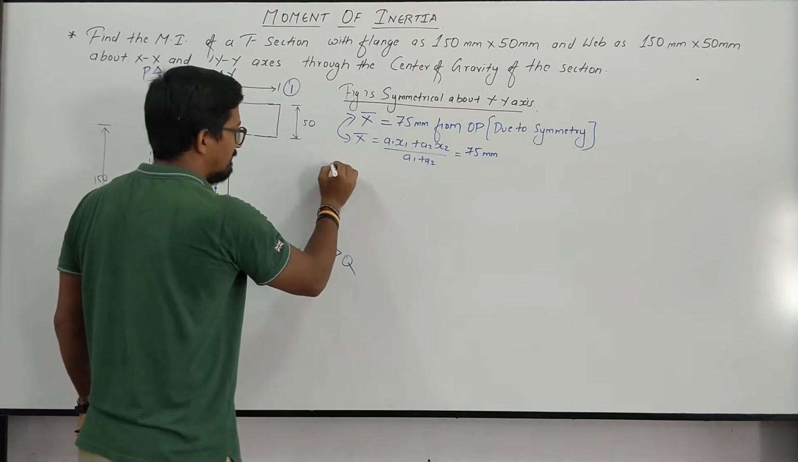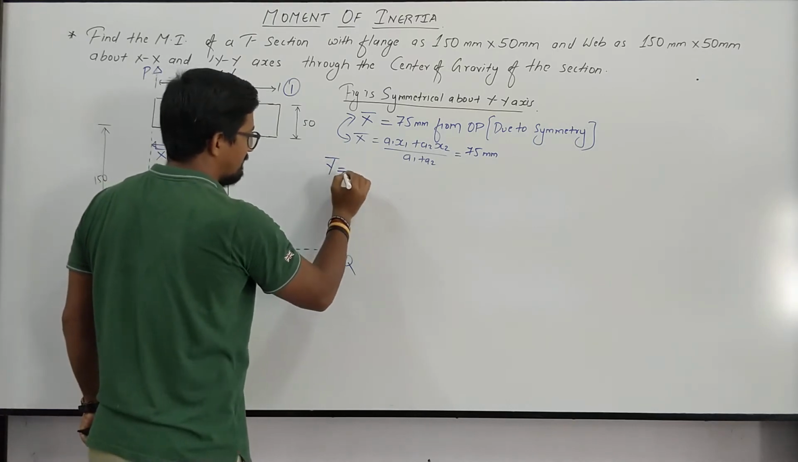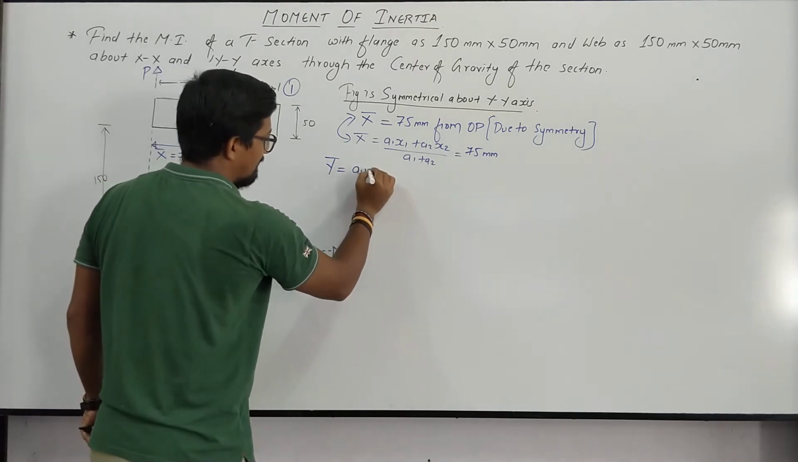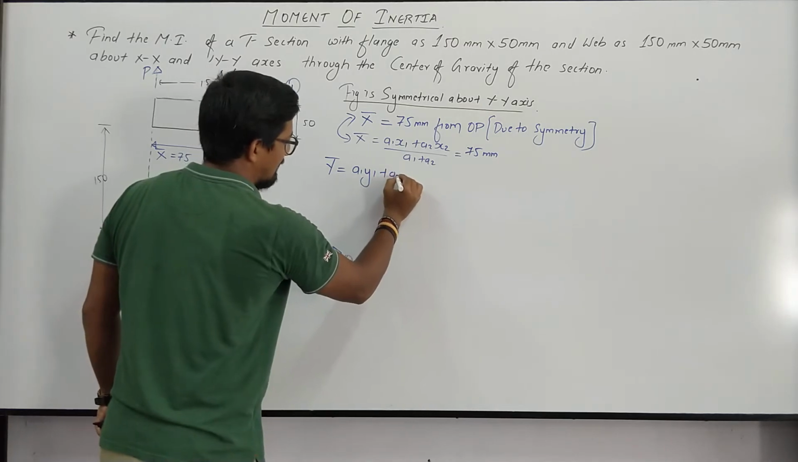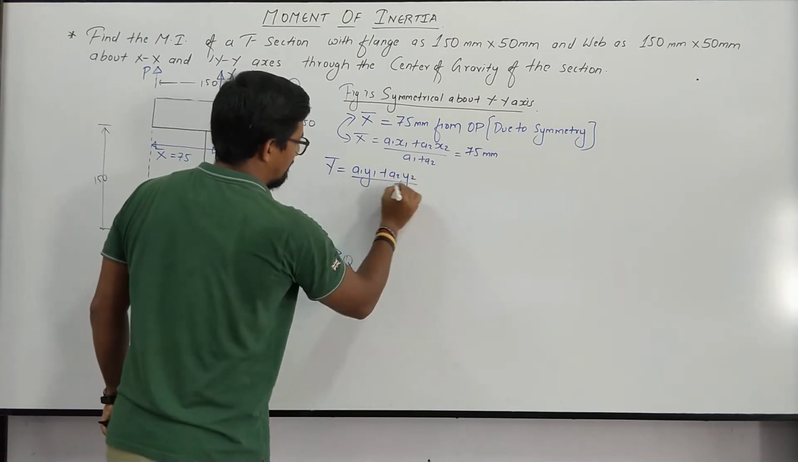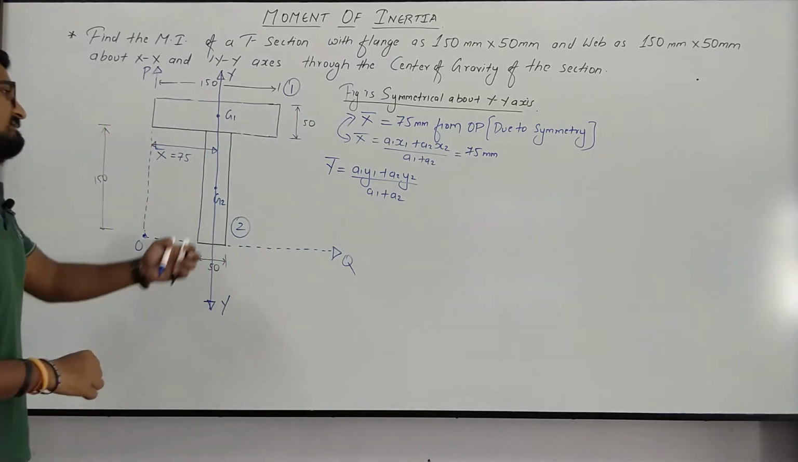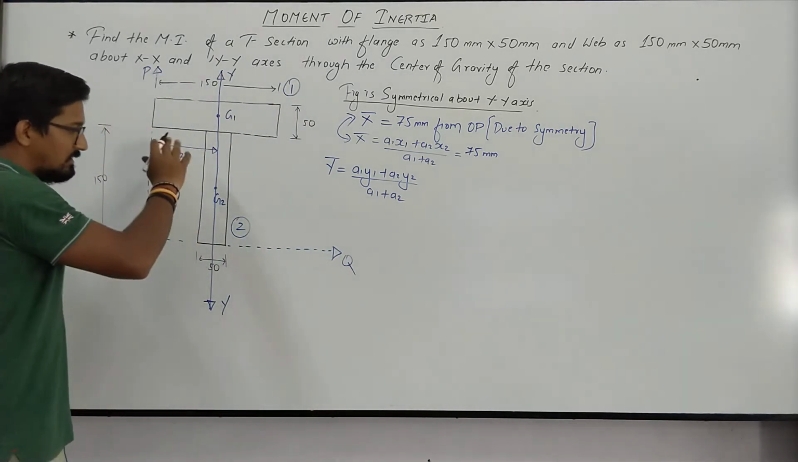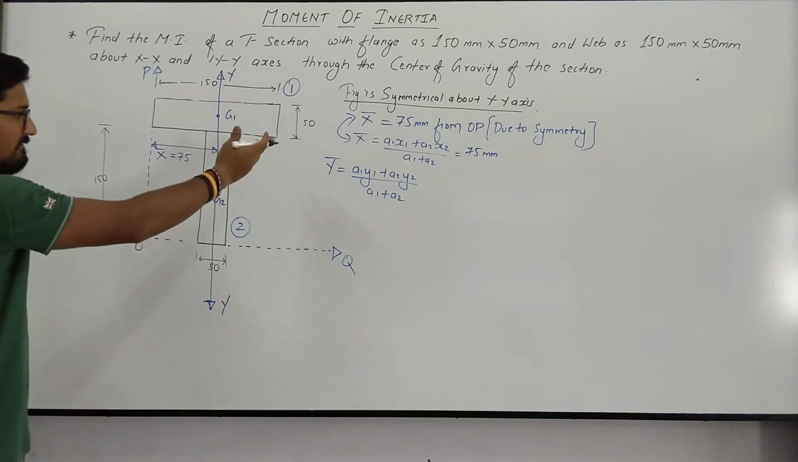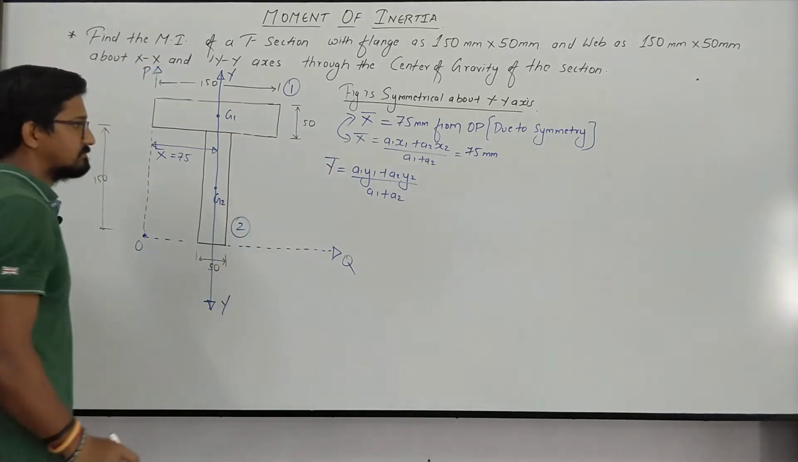Now we can find y bar. So y bar is equal to a1 y1 plus a2 y2 divided by a1 plus a2, correct? This is the standard formula for finding the position of the x axis and the y axis, x bar and y bar.